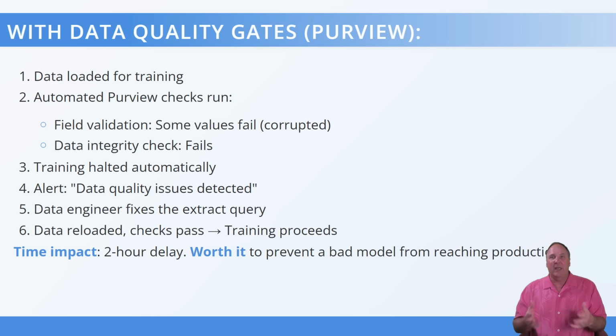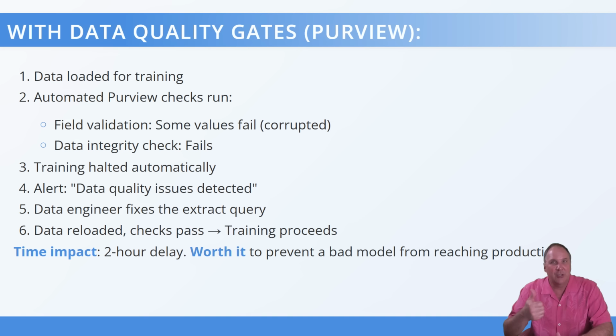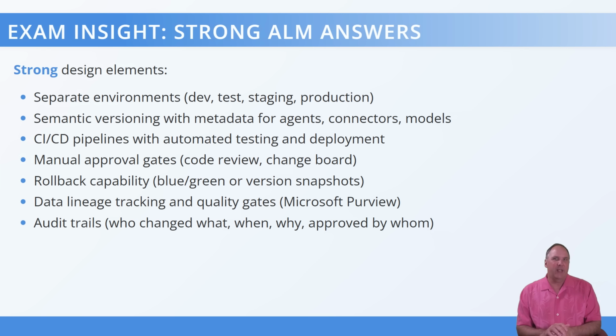With data quality gates, the automated checks catch the corrupted values. The training halts and an alert fires. The data engineer fixes the extract query, reloads the data, the checks pass, and the training data proceeds. A 2-hour delay that prevents a bad model from reaching production. What does the AB-100 expect for ALM?